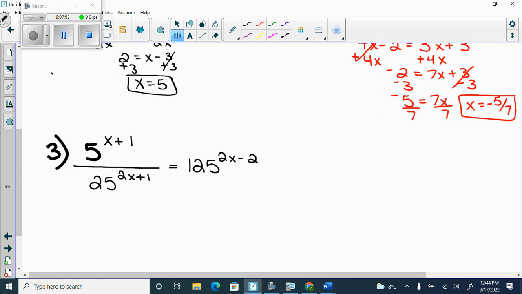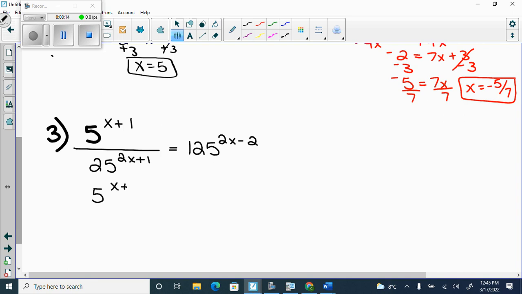If you had like 5 to the x times 5 to the 2, we would get 5 to the x plus 2. You added the exponents, remember? Same base, multiplication, you add the exponents. So if we have same base and we divide, what are we going to do to the exponents? Subtract. So we need to first get the same base.